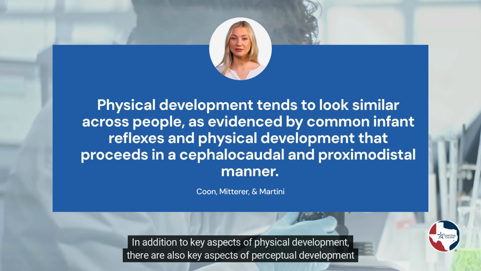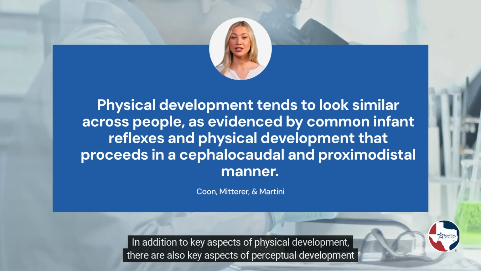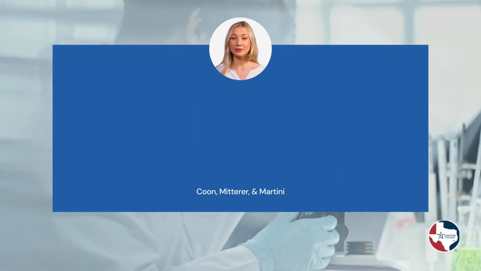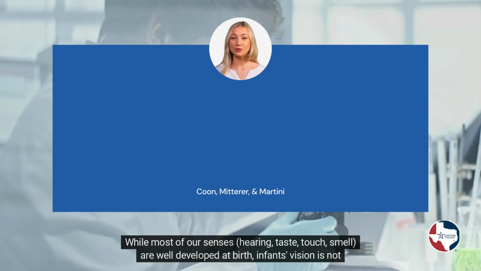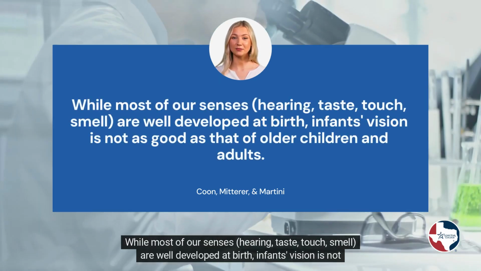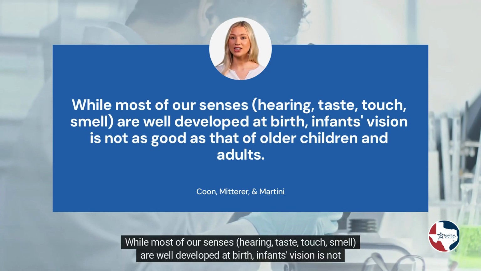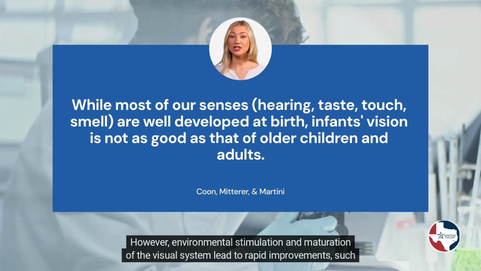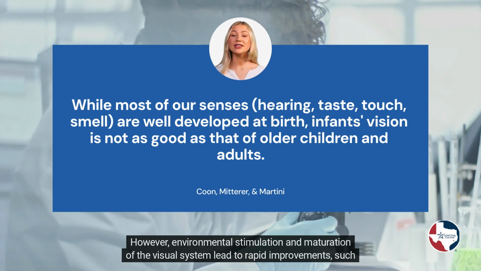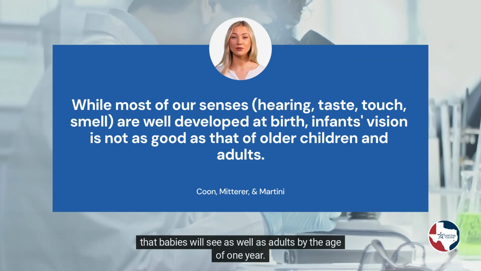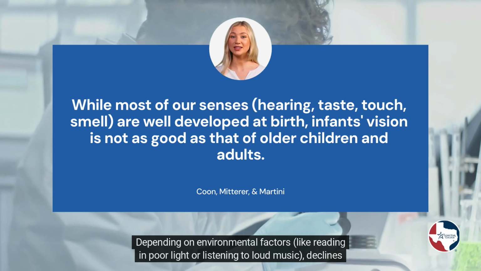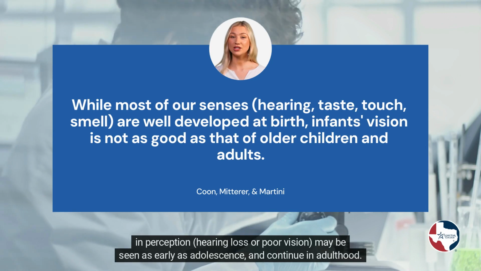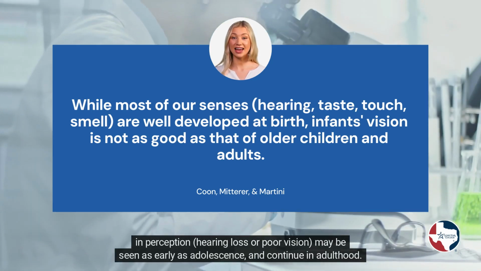In addition to key aspects of physical development, there are also key aspects of perceptual development across the lifespan. Can you remember the key aspects of perceptual development? While most of our senses, hearing, taste, touch, smell, are well developed at birth, infants' vision is not as good as that of older children and adults. However, environmental stimulation and maturation of the visual system lead to rapid improvements, such that babies will see as well as adults by the age of 1 year. Depending on environmental factors, like reading in poor light or listening to loud music, declines in perception, hearing loss, or poor vision may be seen as early as adolescence and continue in adulthood.